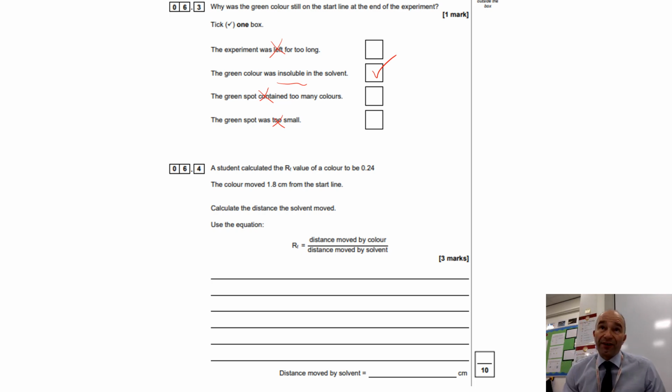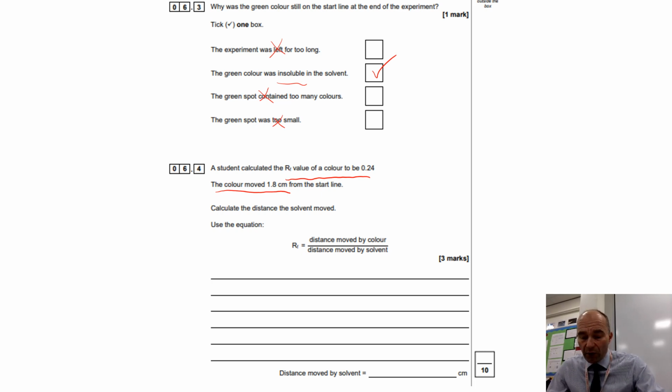Now 6.4, we've got a bit of a maths question, and this is looking at our RF value. So that's our retention factor, and we're given that as 0.24. Now the colour moved 1.8 centimetres from the start line. So we've got some data here. So we've got the RF value, you've got the colour moved 1.8 centimetres. Now we're even given the equation for the RF value.